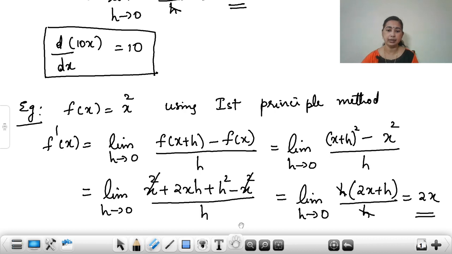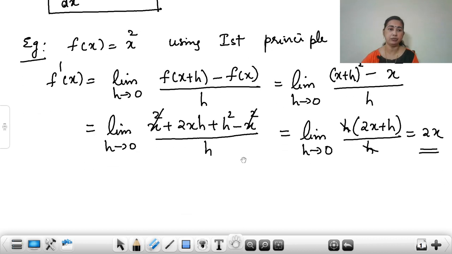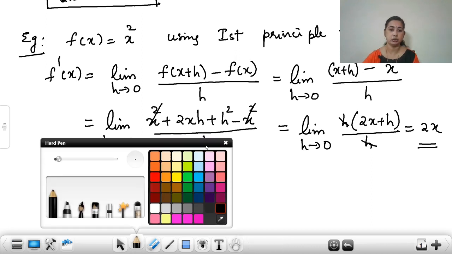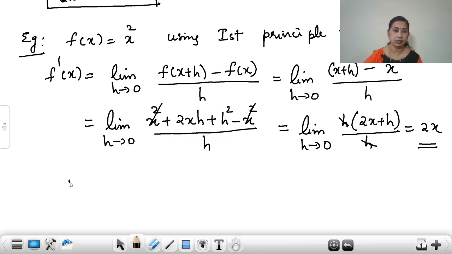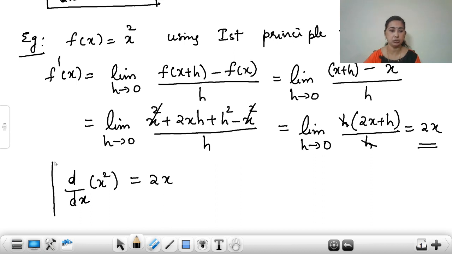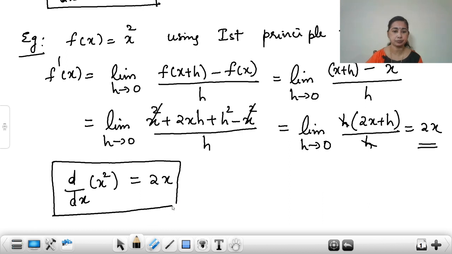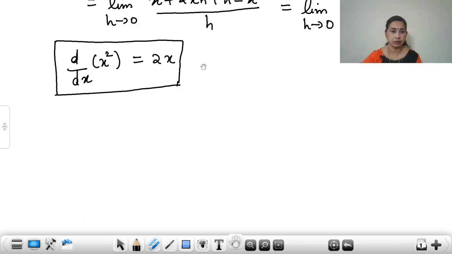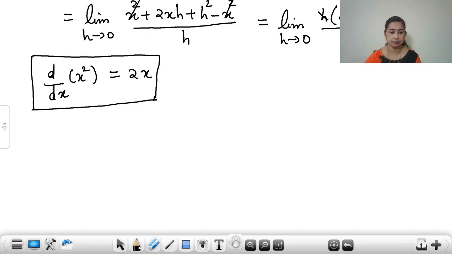So we got that the derivative of f of x equal to x square is 2x. How can I write that? d by dx of x square, the derivative of x square, is equal to 2x. We got that using the first principle method. Okay, now next one. Next question.